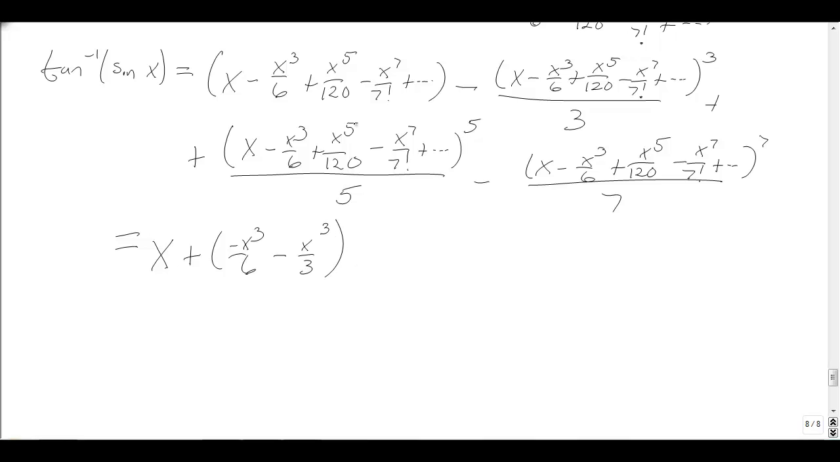What about an x to the 5th? Well, I can get an x to the 5th over 120. And now, when I multiply 3 of these together to get an x to the 5th, I could take a negative x cubed over 6 once, and 2 x's. Now, there'll be 3 ways to do that. You can take the x cubed over 6 with the first factor, as the second factor, or as the third factor.